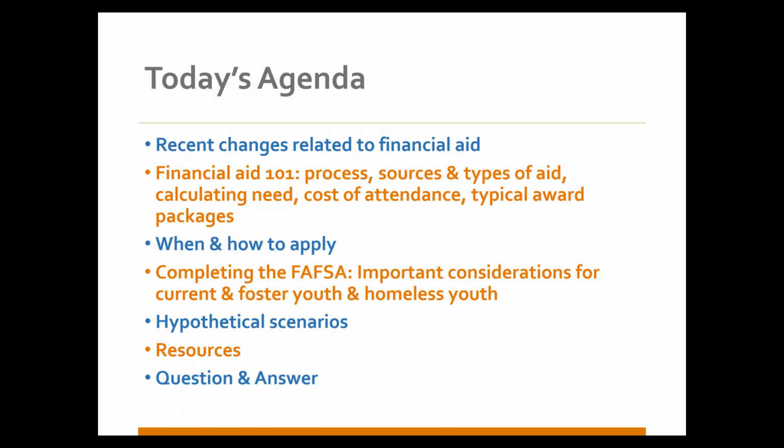So today we'll start with some recent changes related to financial aid and why that information is important to all of you working with current and former foster youth and homeless youth. Then we'll cover the financial aid process, sources and types of aid, calculating need, cost of attendance, and typical award packages for community colleges and four-year schools. Next, we'll go over how and when to apply and highlight the most important things to understand for foster and homeless youth as far as completing the FAFSA. And then lastly, we'll run through some hypothetical scenarios, which is always fun, and go into our Q&A.